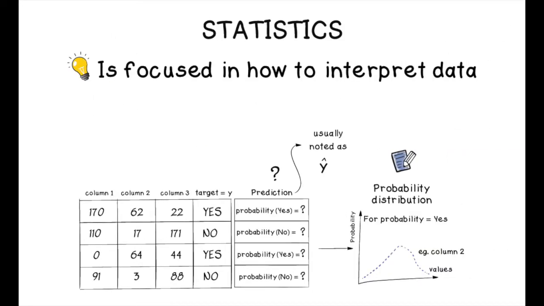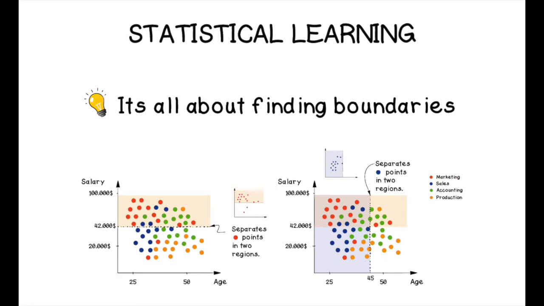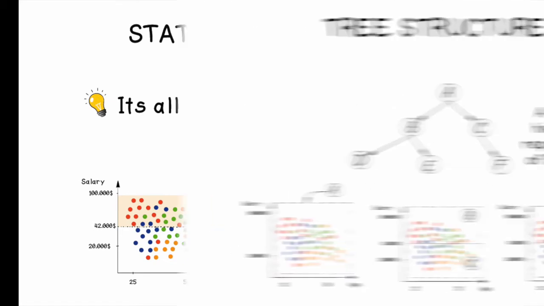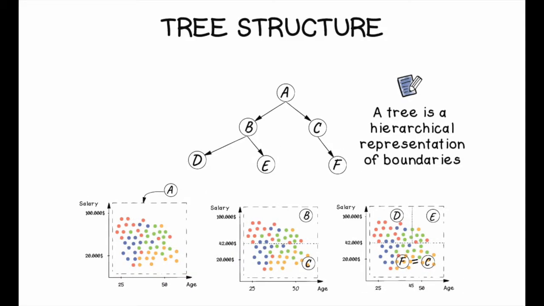When we use statistics for machine learning, we are mainly interested in data interpretation. We use data probabilities to make this analysis. Statistics considers all variables to be random, so they are considered as probability distributions. When we are using statistics in machine learning, we can talk about statistical learning. Statistical learning is about finding boundaries in data. Boundaries allow us to divide data into different classes in order to find patterns.